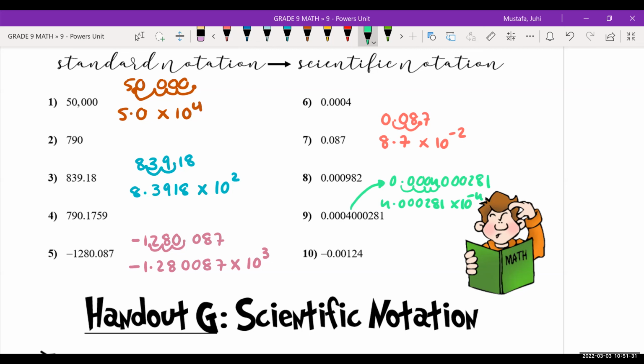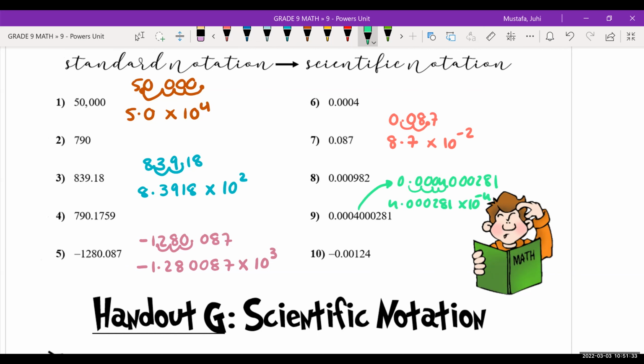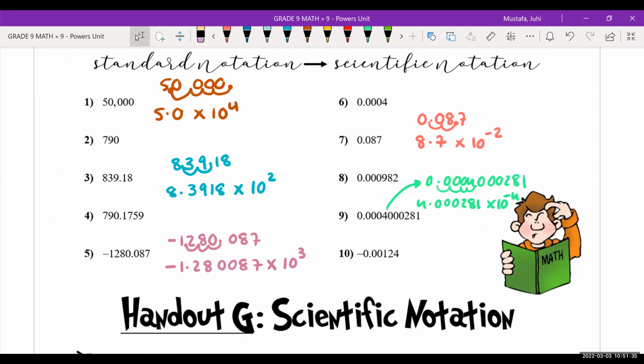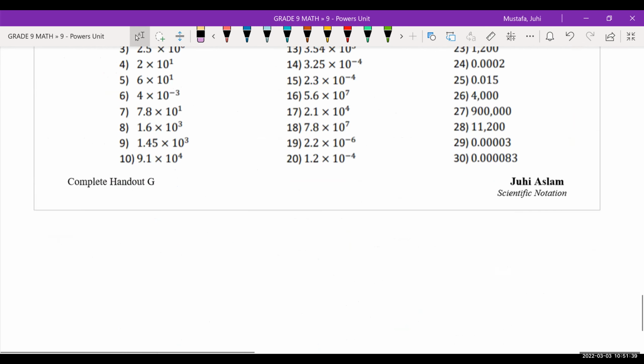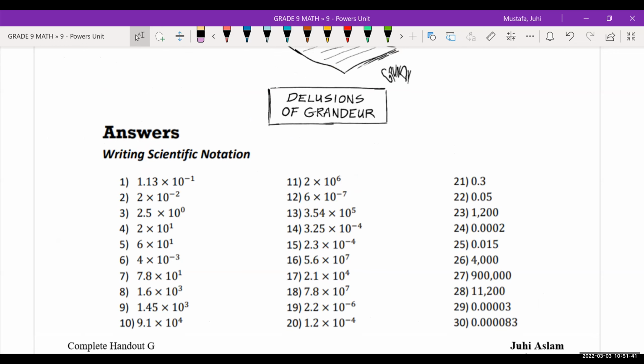Okay, I think that's enough examples. So your homework, you're not going to get to do it now because we're going to start our quiz, but your homework is going to be all of handout G. And there are solutions at the bottom. So if you do this, you'll be really prepared for the assignment we're going to do in tomorrow's class.